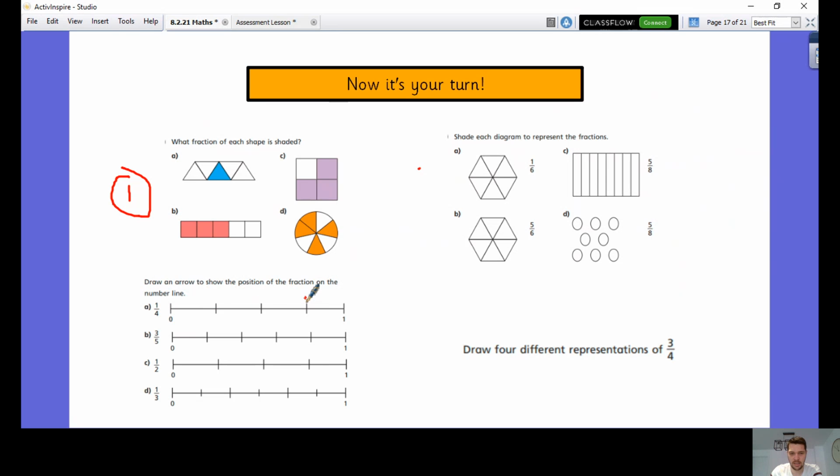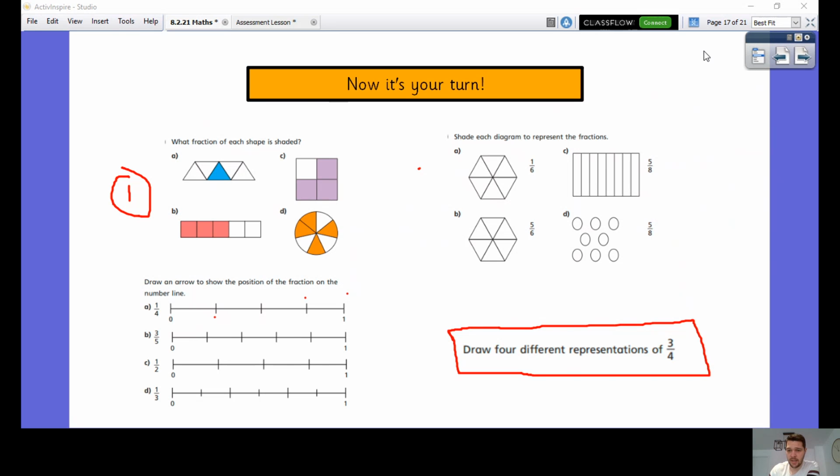Would 1/8 be over here? Would 1/4 be over here? Would it be here? Would it be here? And as a challenge X, can you draw 4 different representations of 3/4? So you may do it in squares, you may do it in triangles, it's up to you. And then return to this video for the answers. We will, of course, mark them when you turn in your work as well.